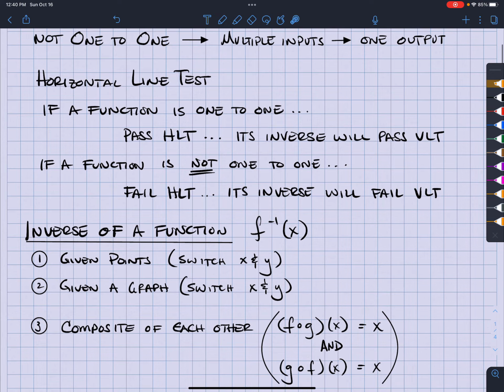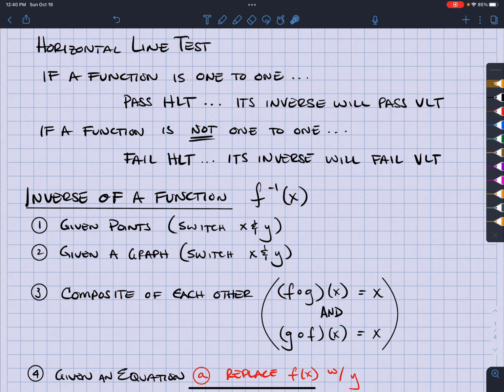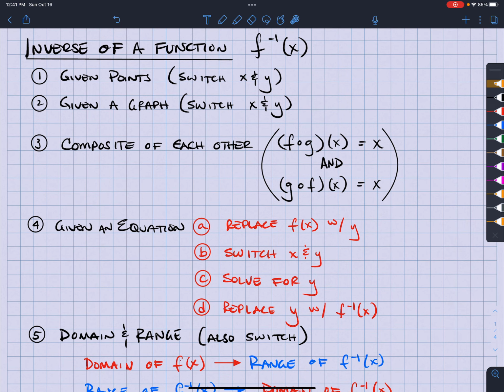So how do I find the inverse so I can check these horizontal line tests and everything else? To find the inverse of a function, first of all, the inverse is denoted this way: if we were given f of x, then the inverse will be f negative 1 of x. This is the original, and this will be the inverse. If we're given points, we just have to switch x and y. If we're given a graph, same thing. You can pick out points on the graph, switch x and y, and plot those down.